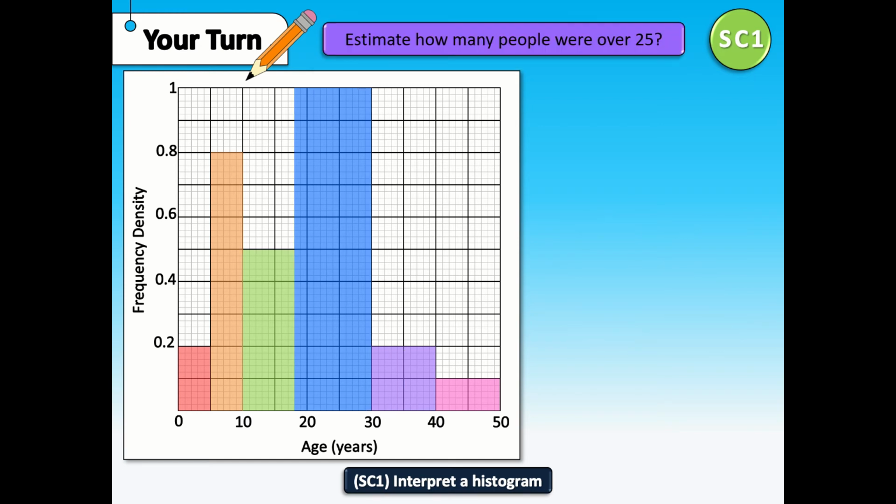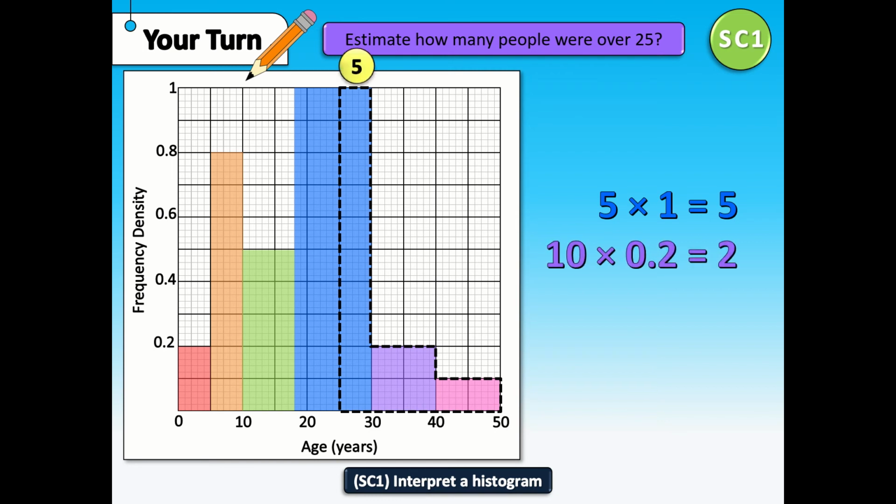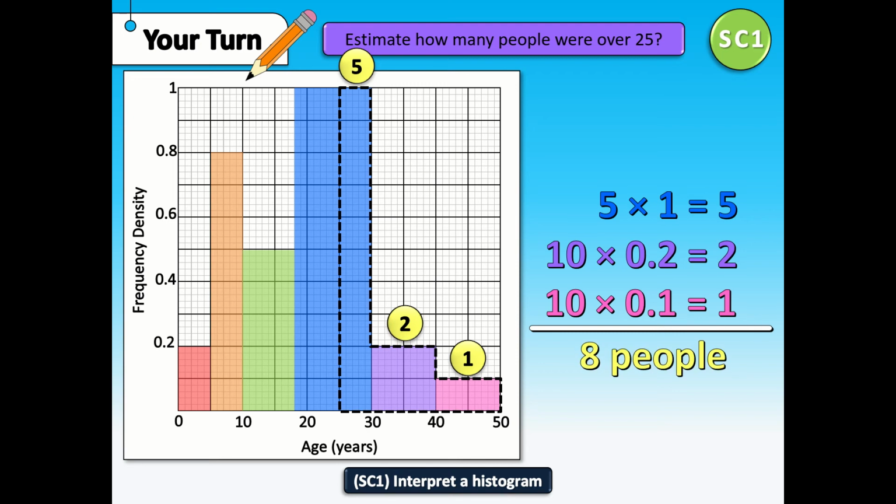Finally, we were asked to estimate how many people were aged over 25. So that's that section there. So the area of the blue bit is 5. The area of the purple bit is 2. And the area of the pink bit is 1. So that's a total of 8 people.